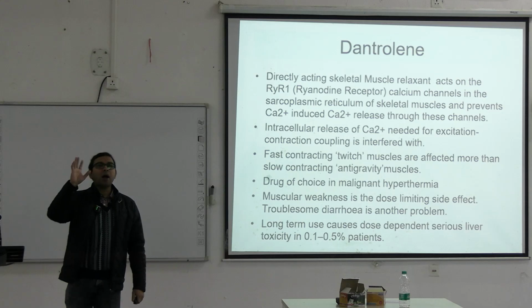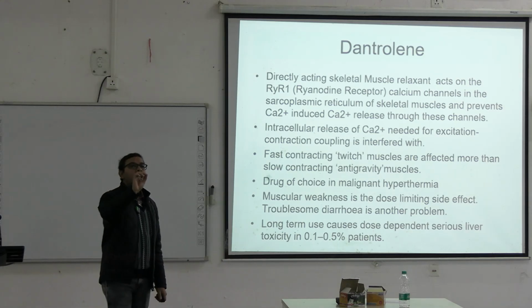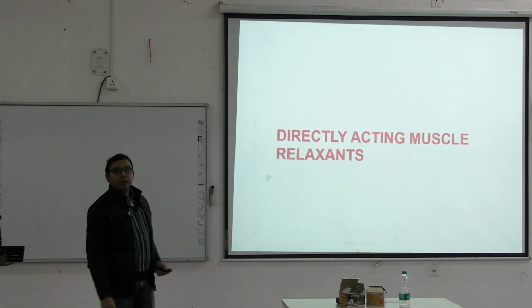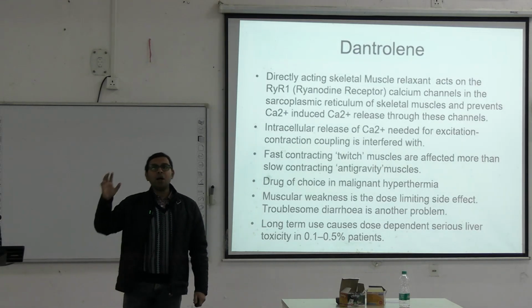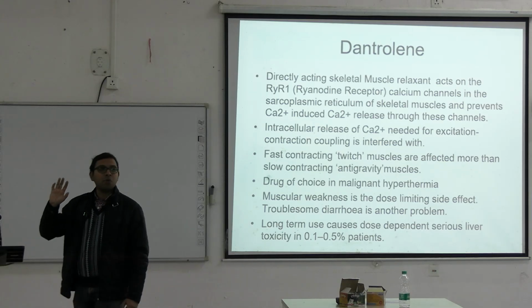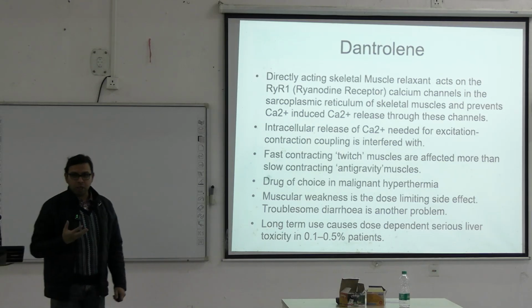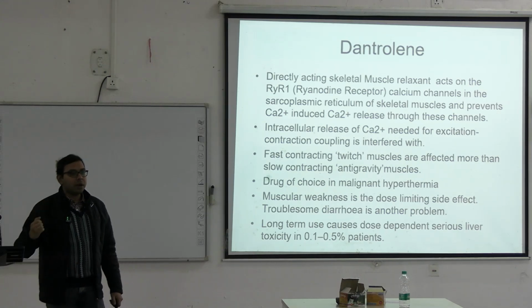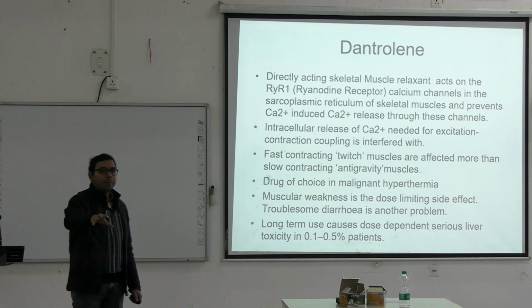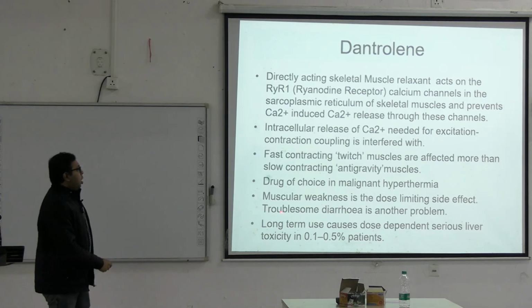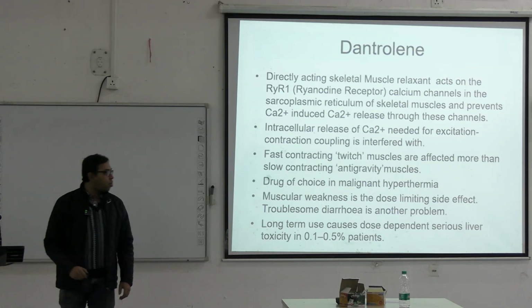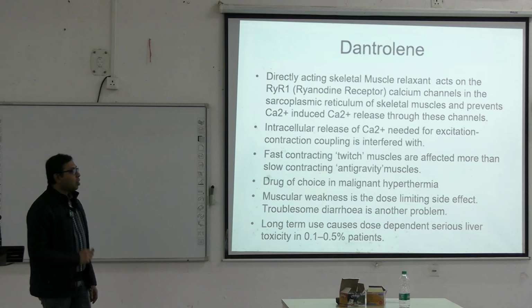So if you are asked what is the drug of choice for malignant hyperthermia, it is dantrolene, or dantrolene sodium. What is dantrolene? Dantrolene is a directly acting muscle relaxant. Why directly acting? Because it acts on the ryanodine receptor, which is a calcium channel receptor present in the sarcoplasmic reticulum. That mainly helps in calcium induced calcium release from the sarcoplasmic reticulum, which causes excitation contraction coupling and muscle contraction. Muscular weakness is the dose limiting side effect. Troublesome diarrhea may happen with dantrolene. Long term use causes dose dependent serious liver toxicity.